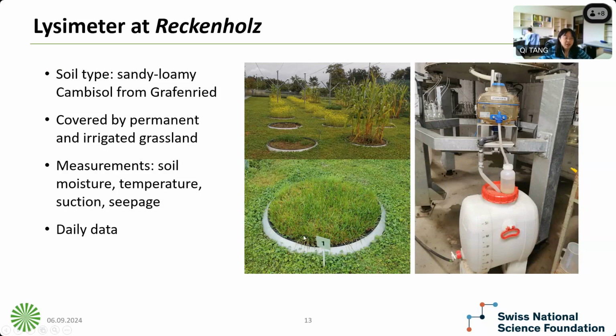The observation data, the lysimeter data, is from the lysimeter located at Reckenholz close to Zurich in Switzerland, and the soil is sandy loam. It's covered by permanent and irrigated grass, and there it measures the soil moisture, temperature, suction, and seepage. It provides daily data.